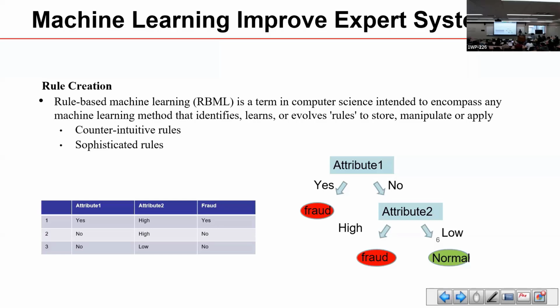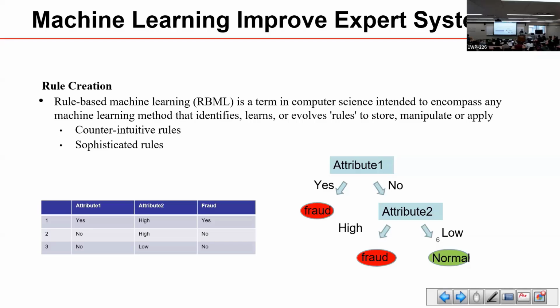So here is an example. You can see in this table, I created a very small data set of transactions. We have 1, 2, 3 different transactions. Then we have attribute 1 and attribute 2. Attribute 1 is like yes, no, no. Attribute 2 is like high, low. There are different metrics. And then we have a label, which is whether it's fraud or not.